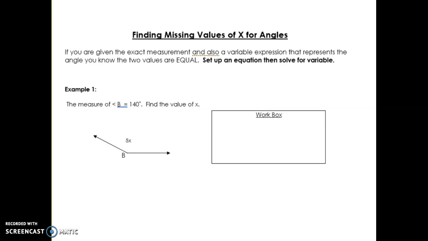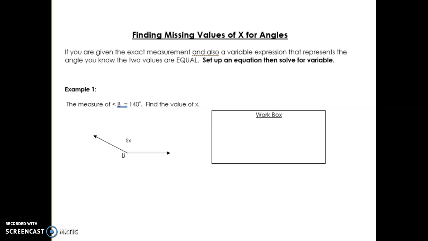All right, so today's lesson is incorporating some skills that we've been looking at over the last couple of days, but we're going to be focusing on finding missing values of x for angles. So if you're given measurements of an angle, we'll see in example one, and guys, we're on page 14 of our paper packet. If you'd like to take notes along with us, it could be really helpful to reference when you're completing the practice activity or taking quizzes later on. So I do encourage you to write this down with us.